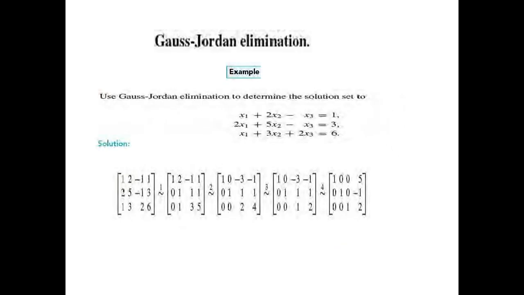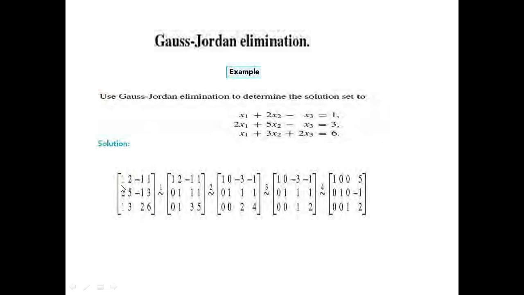Next method is the Gauss-Jordan method. Again, in this method we illustrate how elementary row operations applied to the augmented matrix of a system of linear equations can be used to determine whether the system is consistent and what its solution should be. So first we write the system as an augmented matrix, that is the augmented matrix 1, 2, minus 1, 1, 2, 5, minus 1, 3, 1, 3, 2, 6. So that is the augmented matrix for this one.